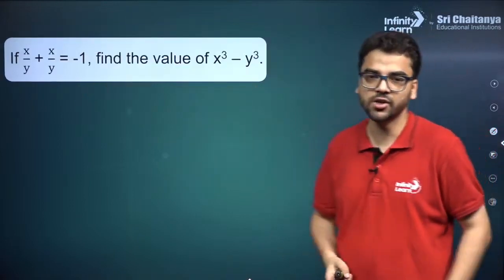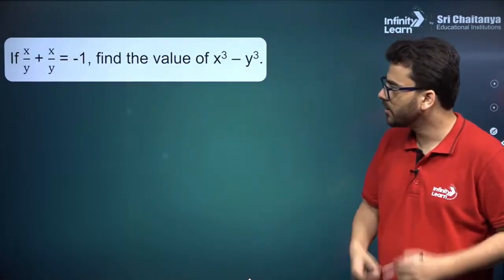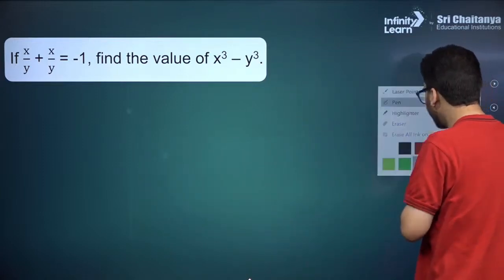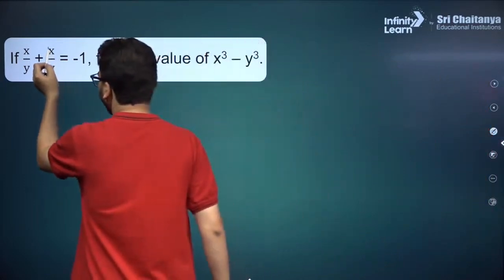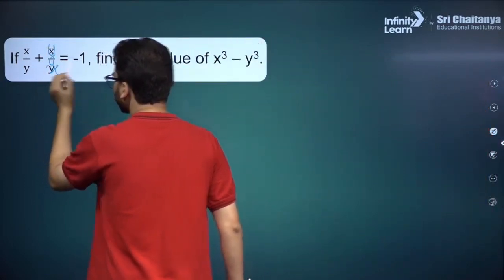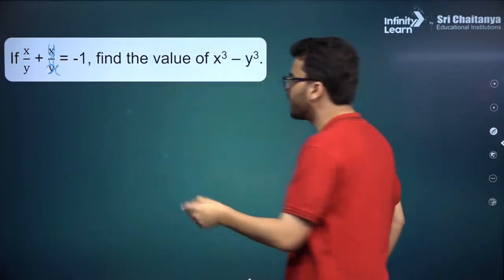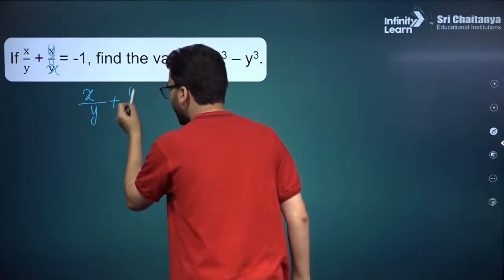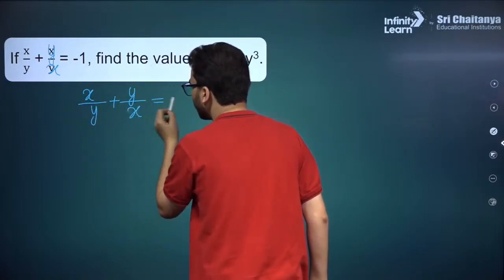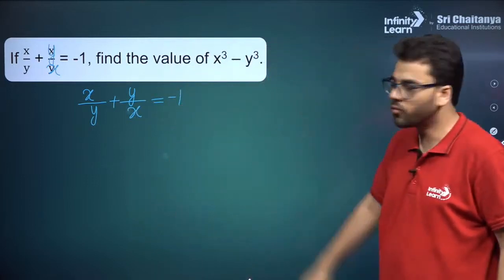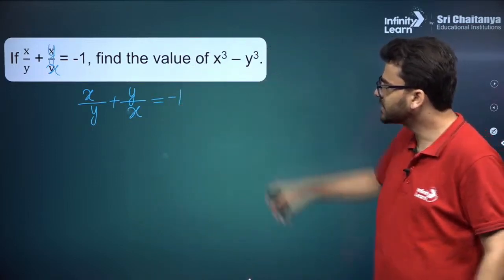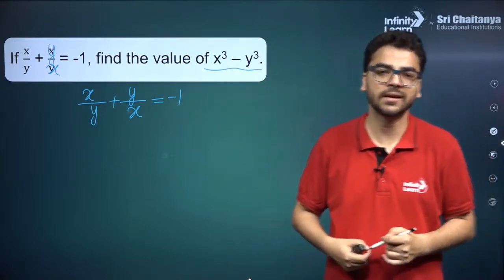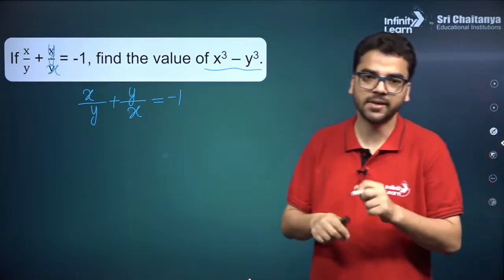Can you try doing this question? There is a mistake over there. It is not x by y in the next one. X by y plus y by x, okay? This is y by x. I'll rewrite so that it is not confusing. X by y plus y by x is equal to minus 1, okay? This is given to be equal to minus 1. You have to find the value of x cube minus y cube. Can you try doing this one, guys? Yeah, that is a typing mistake.